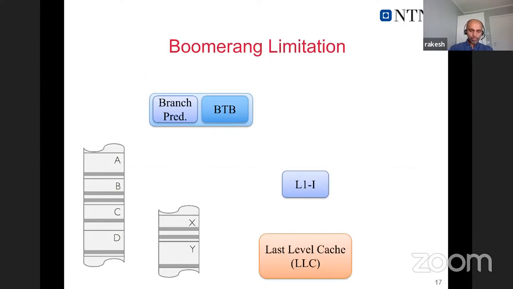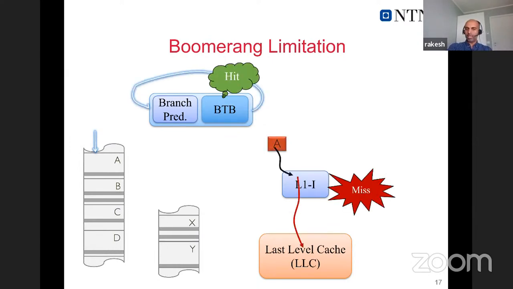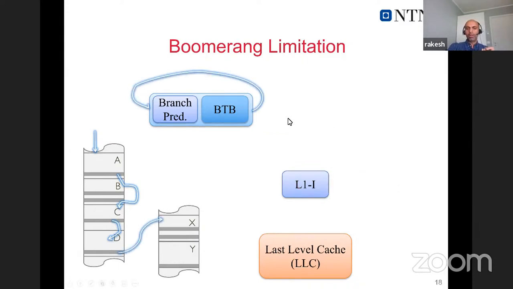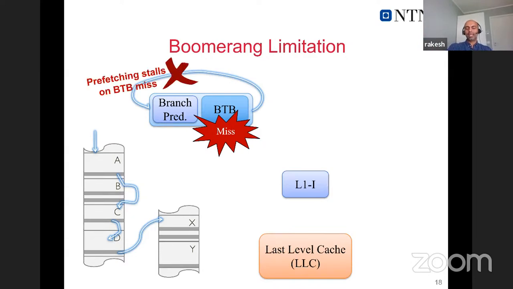Let's take a look. So we just discussed that Boomerang needs to have BTB hits to generate cache block addresses that we can prefetch. So as long as you are getting BTB hits, Boomerang is generating prefetch addresses that we can probe whether they are in the cache, or if they're missing, we can send them for prefetching. So there is this loop. You predict a branch and you use this target to again probe the BTB. If this loop breaks, that is when there is a BTB miss and you don't know where this branch takes us, then Boomerang is stalled.